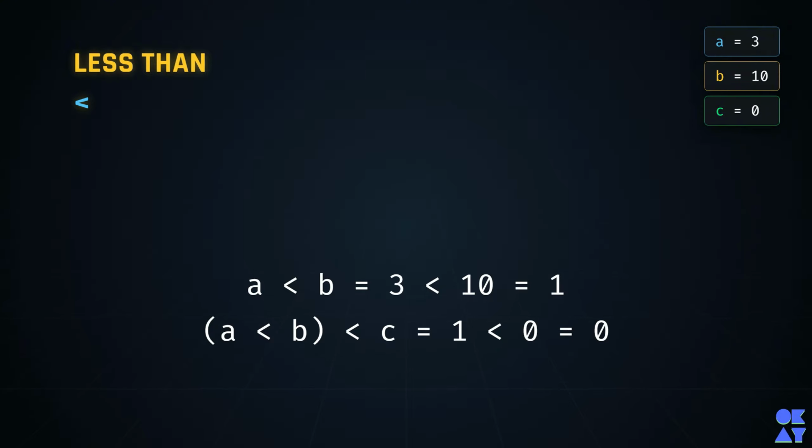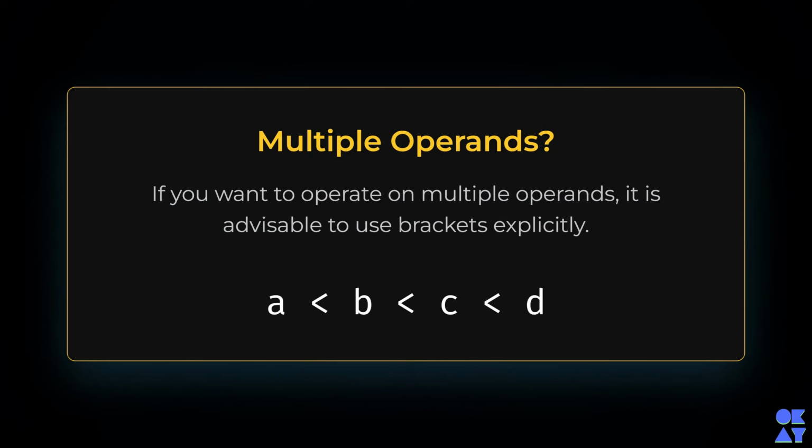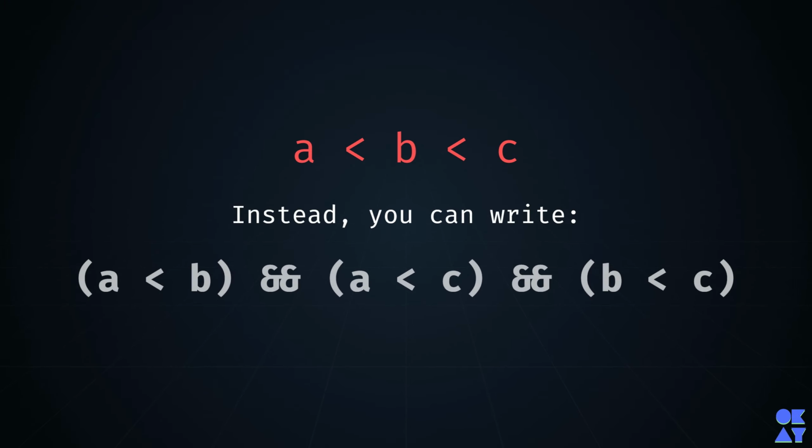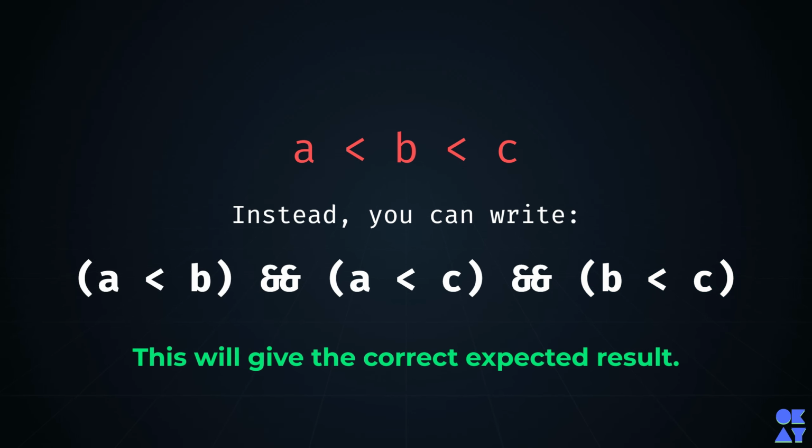Now you understand why it is advisable to operate on only 2 operands at a time. If you want to operate on multiple operands, it is advisable to use brackets. Instead of A less than B less than C, you can write (A less than B) && (A less than C) && (B less than C). This checks A is less than B and C, and B is less than C. This will give the correct expected result.